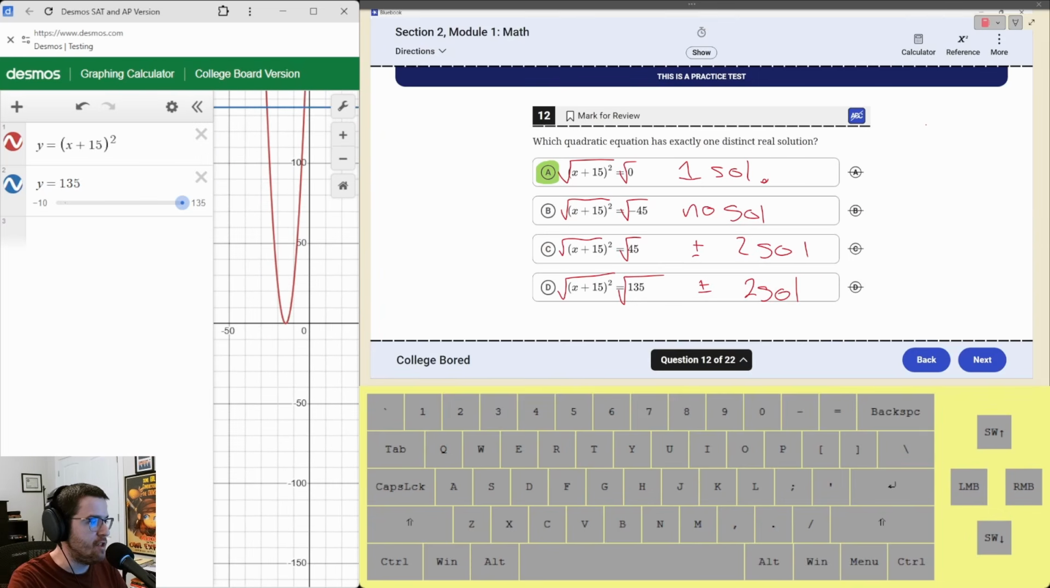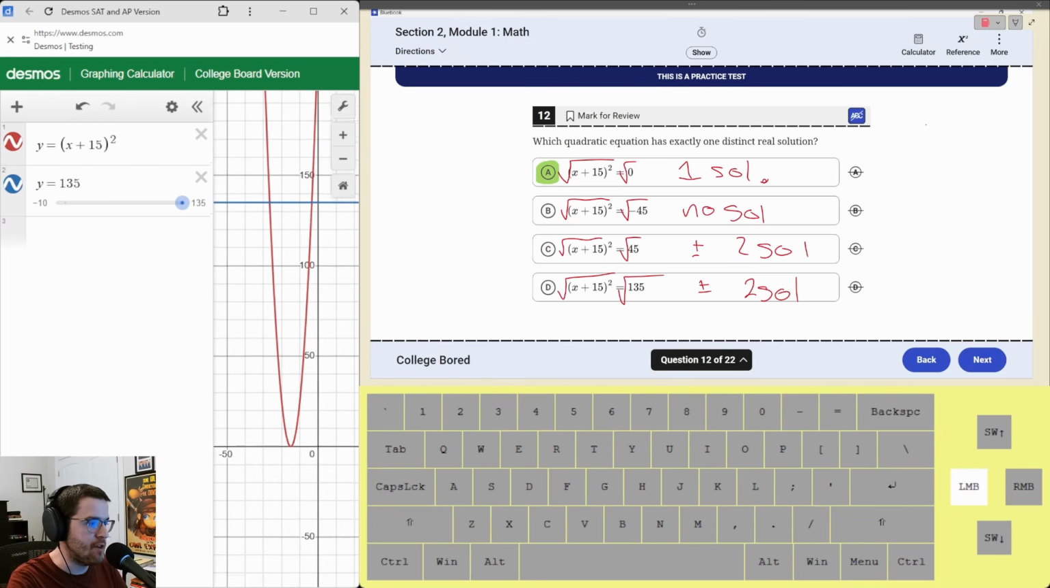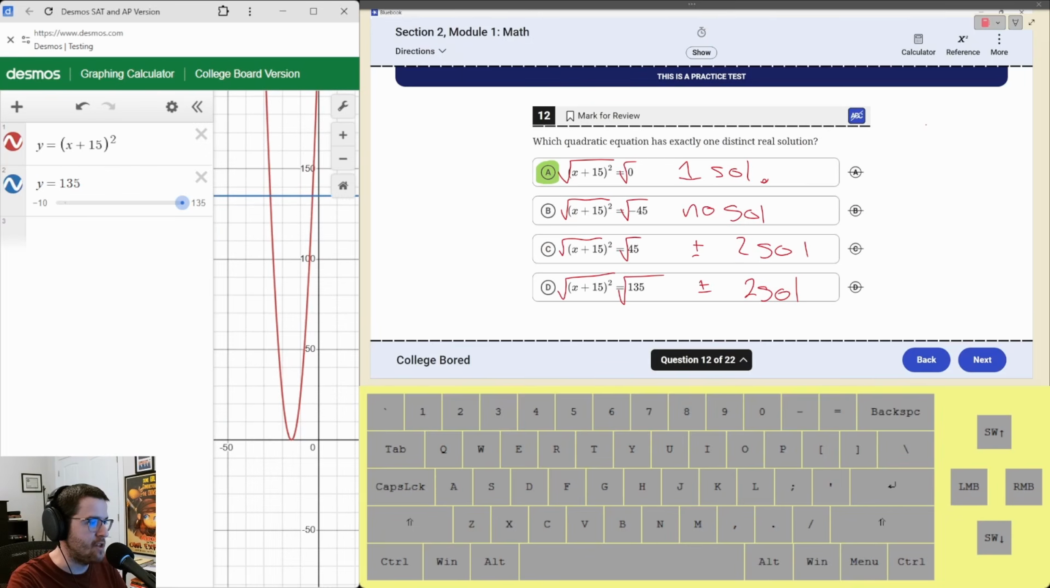Let's do choice D first. I can very clearly see that it intersects twice. The blue and the red touch twice. So that has two solutions. Okay, so D is wrong. It's got to have one solution, right? The left side is the same for all of them, so let's just change the second part to y equals 45. That also touches twice, there and there. So that has two solutions. No good.